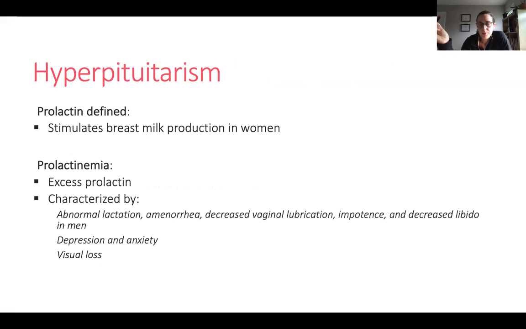But if it is a problem with the other hormones, so if it's prolactin, which is the hormone that stimulates breast production in women, they can have prolactinemia. So that's excess prolactin being released. So what does that mean? That women will have abnormal lactation, they might have their periods suppressed, vaginal dryness, decreased libido, depression and anxiety, and then visual disturbances.